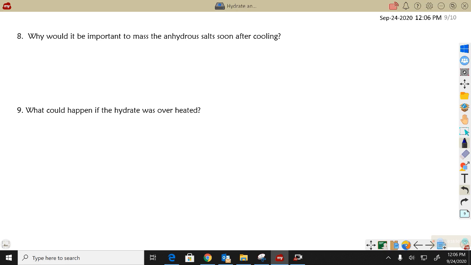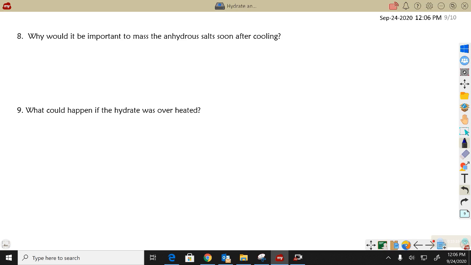And I think we mentioned this a little bit in the lab, in that, obviously you don't want to take something right off an open flame and throw it on the electronic balance. It's just not good for the pan of the electronic balance. So we let the hydrate cool for just a little bit, but it's not like I would want to let it cool for an hour and then come back and mass it.